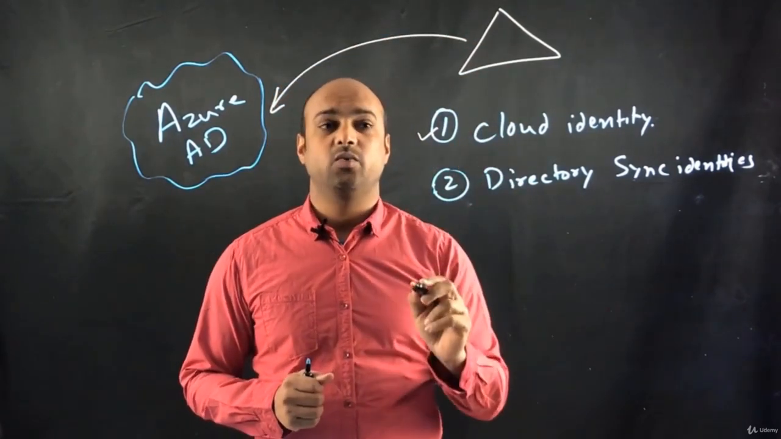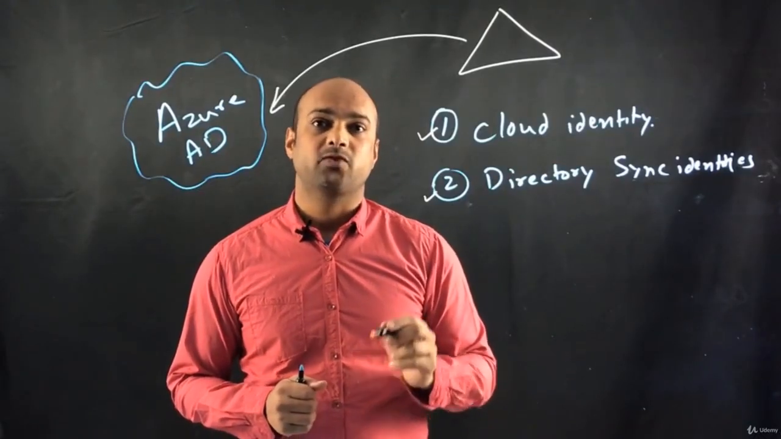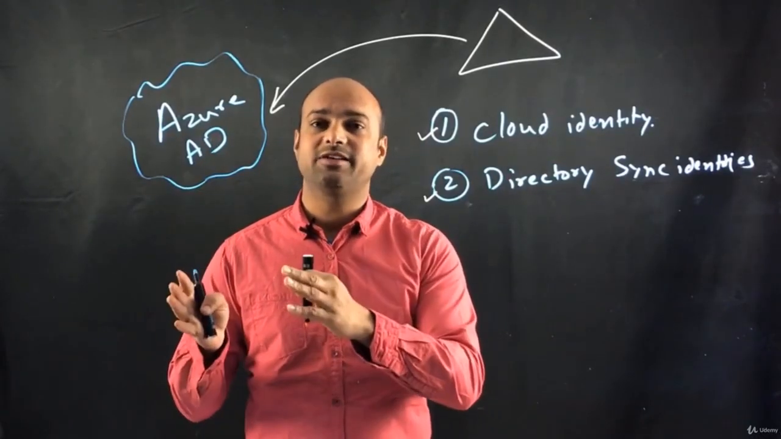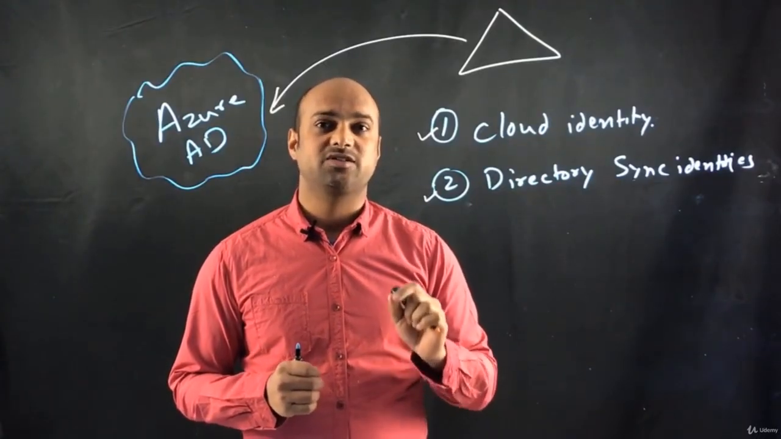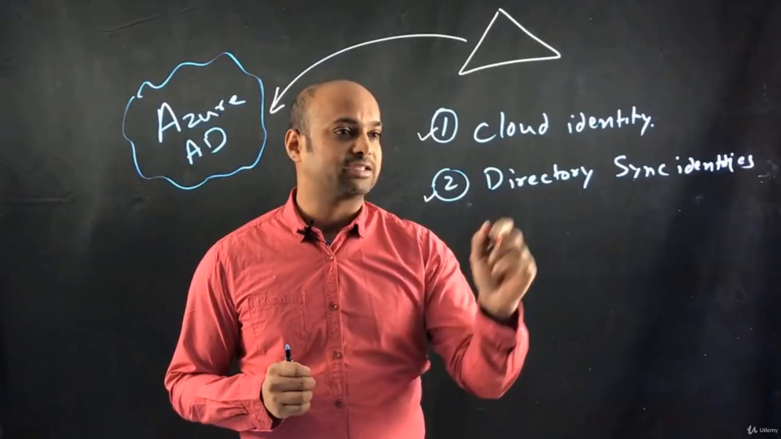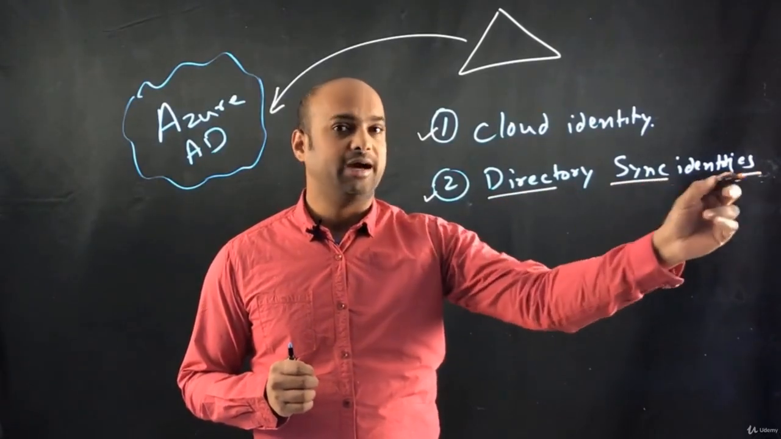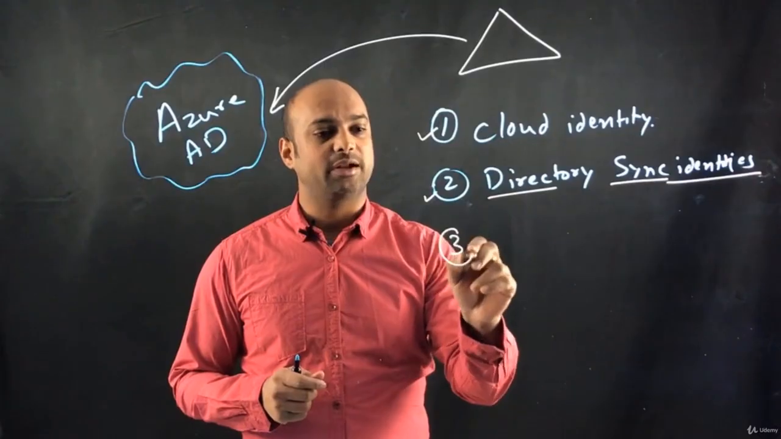Well, such accounts will then be called directory sync identities. So any account that is created natively in Azure is called a cloud identity, but accounts that are synchronized from on-prem to Azure Active Directory are called directory sync identities. Okay, so there is a third account as well.